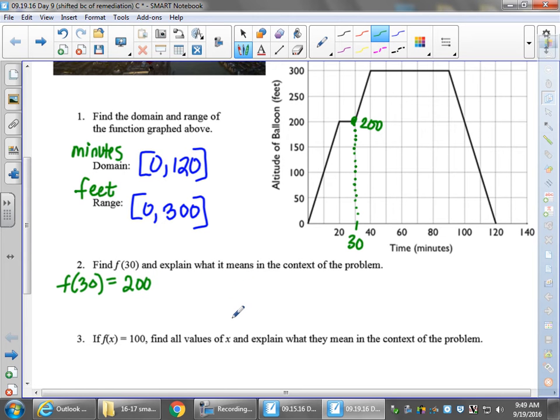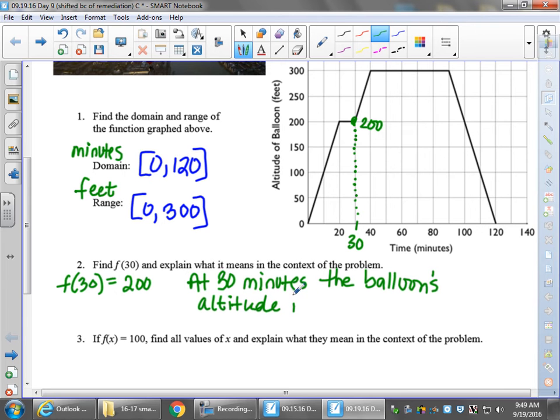It says explain what this means in the context of the real world problem. What does this mean? Fantastic. At 30 minutes, the balloon's altitude is 200 feet. And there's many ways to write this sentence. This is just one way. At 30 minutes, the balloon is at an altitude of 200 feet. Very good.